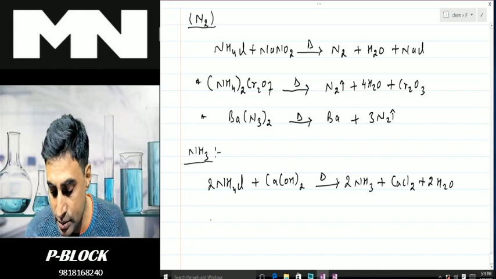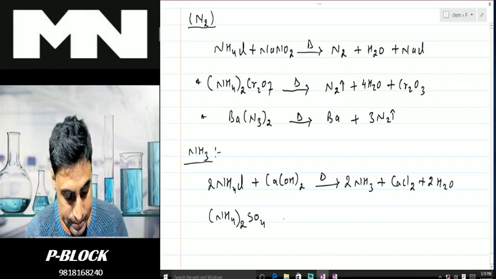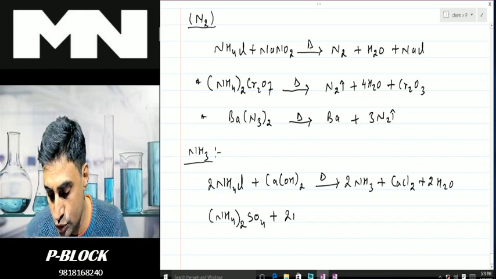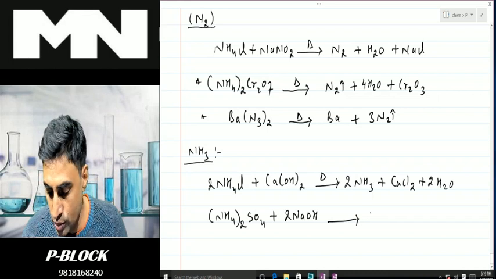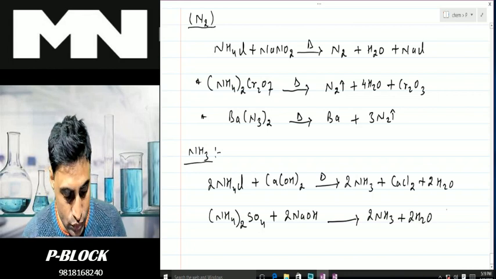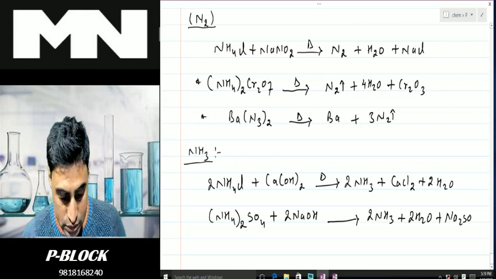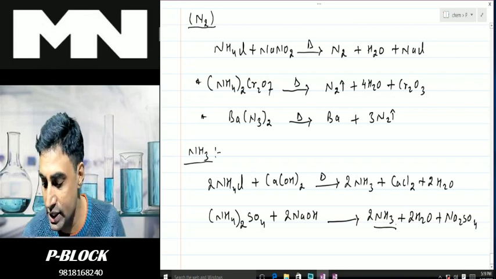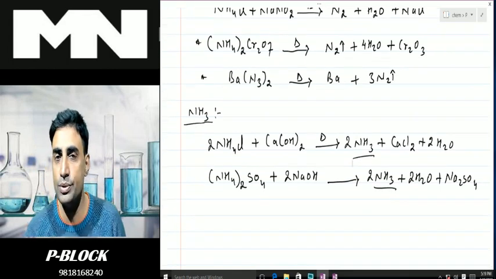The other method can be decomposition of ammonium sulfate, (NH4)2SO4 plus 2 moles of NaOH. That will give you 2 moles of NH3 along with 2 moles of H2O plus sodium sulfate, that is Na2SO4. So here again you are getting ammonia. These are the lab methods of preparation of ammonia. Next I am telling you the industrial preparation.